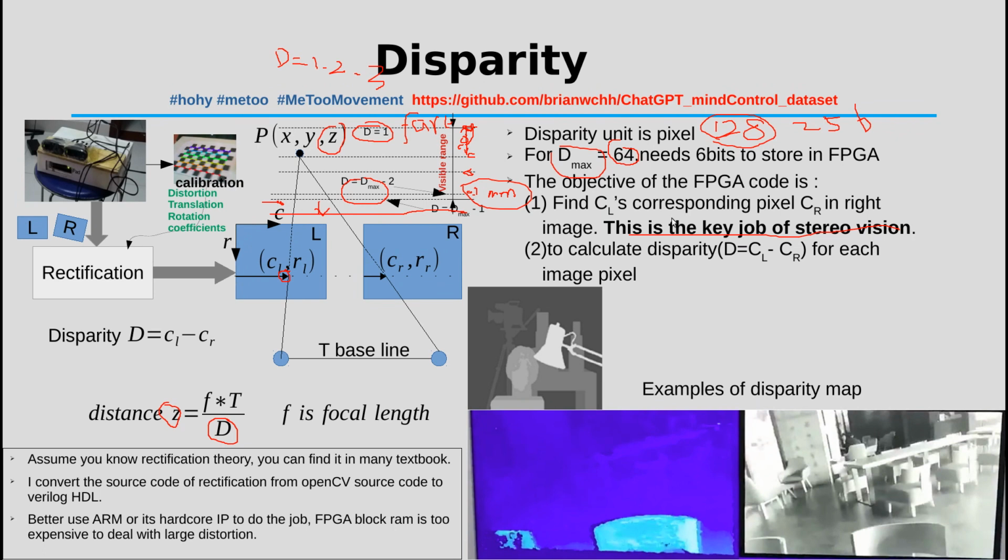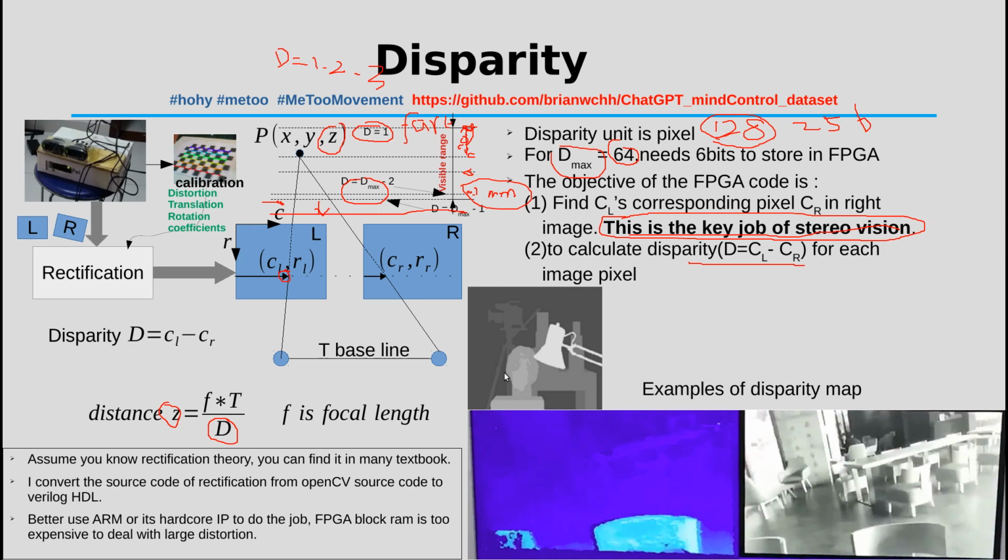So that's our job today: how to accelerate this impossible mission on FPGA to make it into a reasonable product, which balances the cost and the performance. Okay, after you have found these corresponding points, the second step is quite easy: calculate the disparity for each image pixel.